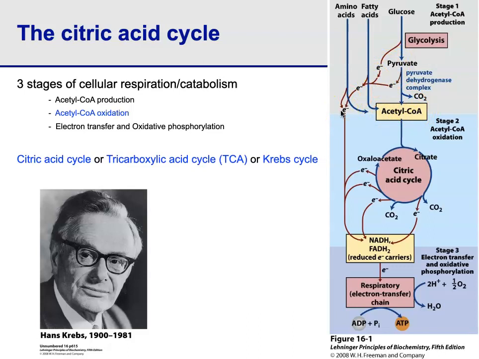Now, after acetyl-CoA is generated, we enter into the second stage of cellular respiration, and that is the acetyl-CoA oxidation. During this pathway, acetyl-CoA is oxidized to carbon dioxide, and the released electrons are loaded, like the electrons from the first stage, on electron carriers, which are carried to the enzymes that are part of the third stage of cellular respiration, which is electron transfer and oxidative phosphorylation.